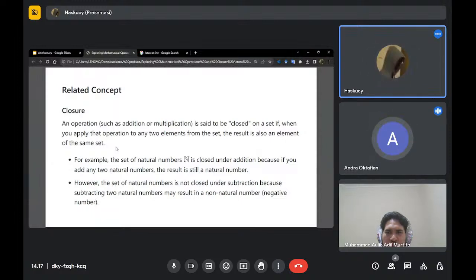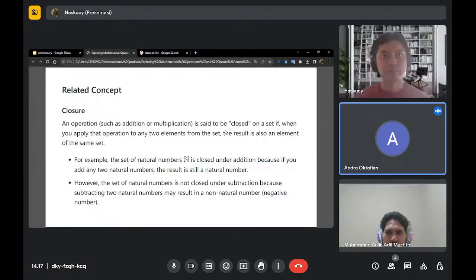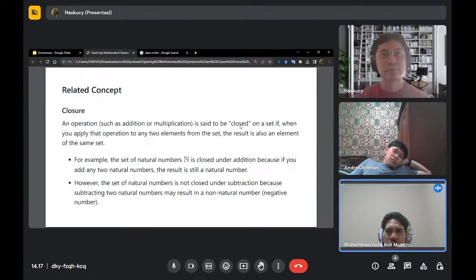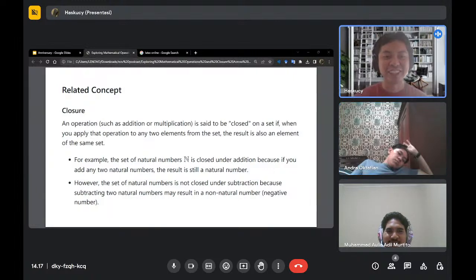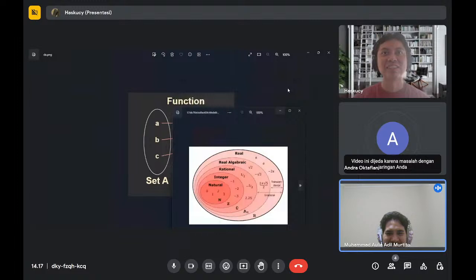All right. So, oh, there's, yeah, this closure. Hmm. Is it closed if you apply that operation and it's still in the set that you have? Oh, closure is like in a programming language. Oh, it's closure. So it is different. All right, all right, all right.